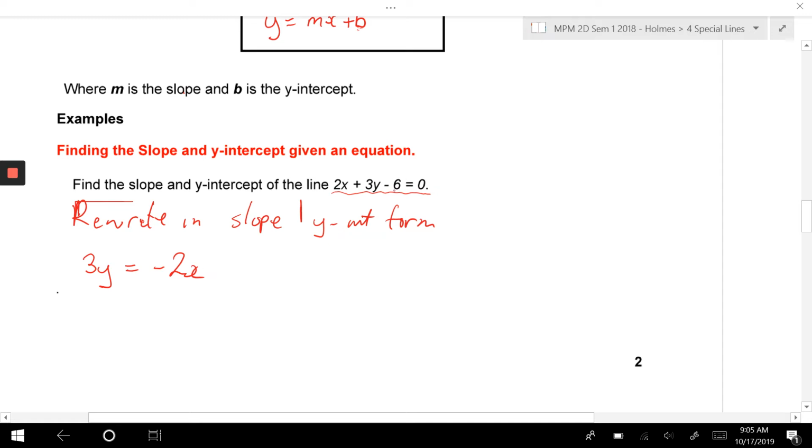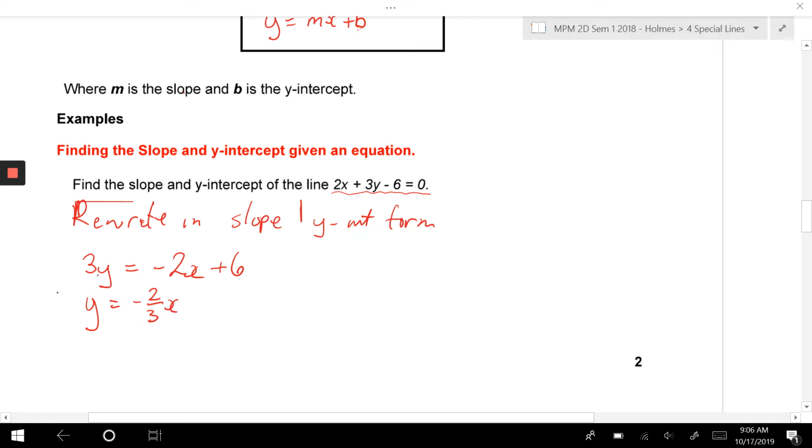3y is also attached to minus 6, so I want to get rid of that by adding 6 to both sides. If I add 6 to the left-hand side, that goes to 0, but I must then add 6 on the right-hand side. So I add 6 there. And now I need to divide both sides by 3, giving me y equals minus 2/3 x.